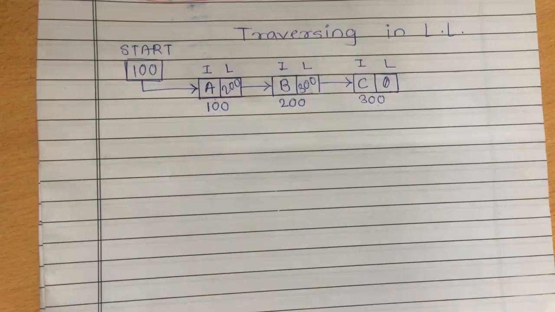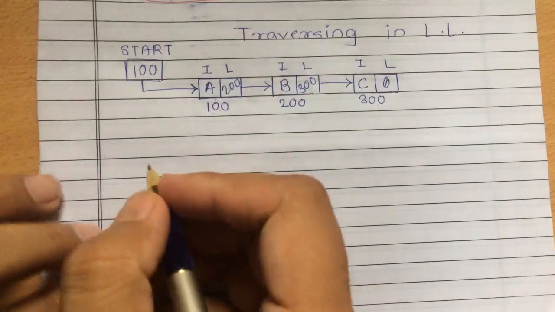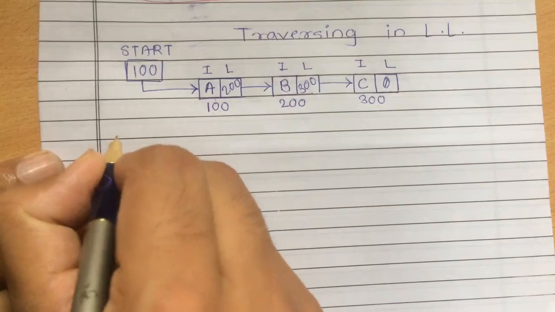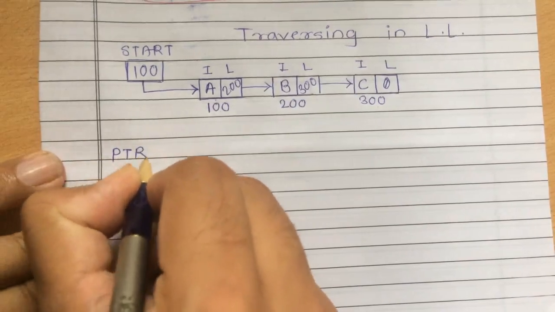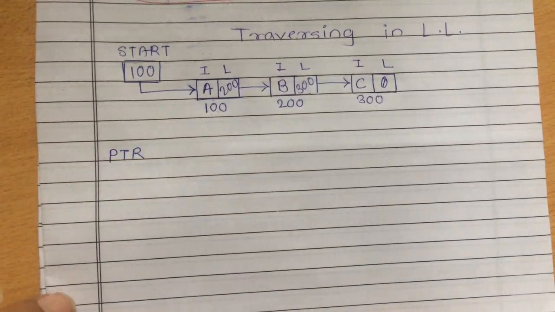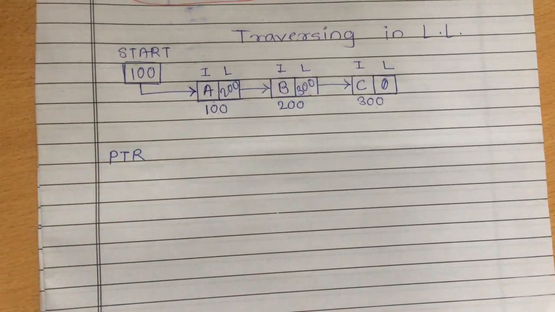Now suppose we have to apply the traversing operation on this linked list. So as I said, in case of traversing, we require one pointer variable, and we call it PTR. What is PTR used for? Basically PTR is used to hold the address of the node which is currently being processed. It points to the node which is currently being processed.